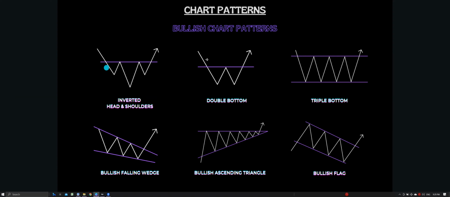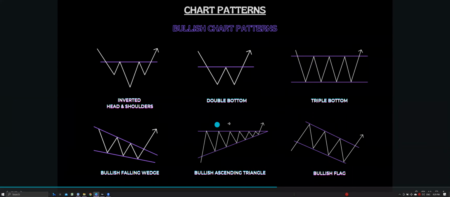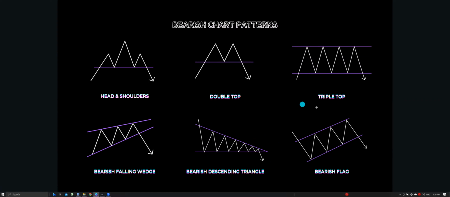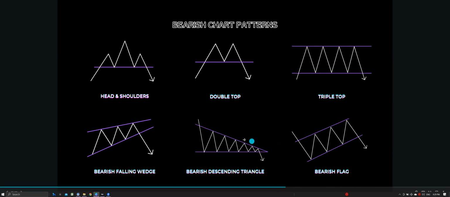So my favorite out of these as well, if I had to filter these out, is the inverted head and shoulders, right? The head and shoulder pattern, the double bottom, the triple bottoms, right? And especially when it comes to these patterns in the bottom, my favorite is this ascending triangle. Or if you look at the bearish side of things, again, the head and shoulder, the double top, the triple tops, and the bearish descending triangle.